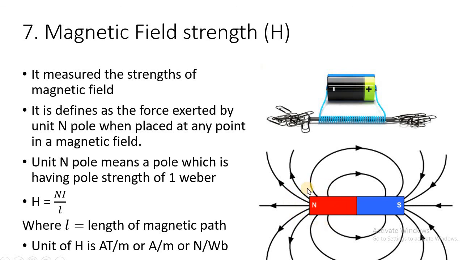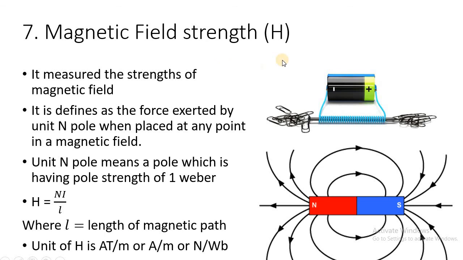So when we place that unit N pole at a particular point in a given magnetic field, and it gives a force of say 1 Newton or 2 Newton, then that force is called the magnetic field strength at that point. It is denoted by H, and it is equal to N into I divided by L. Previously we expressed MMF, so magnetic field strength is the ratio of MMF to the length of the magnetic path.